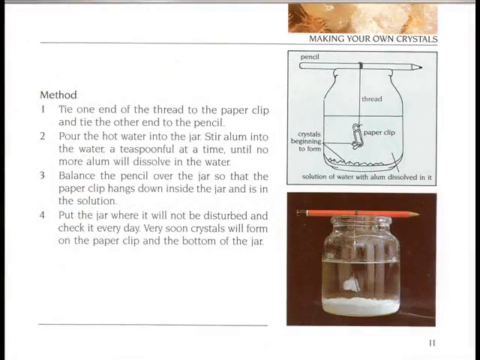Method: tie one end of the thread to a paper clip and tie the other end to a pencil. Pour hot water into the jar. Stir alum into the water a teaspoon at a time until no more alum will dissolve in the water. Balance the pencil over the jar so that the paper clip hangs down inside the jar and is in the solution. Put the jar where it will not be disturbed and check it every day. Very soon crystals will form on the paper clip at the bottom of the jar.